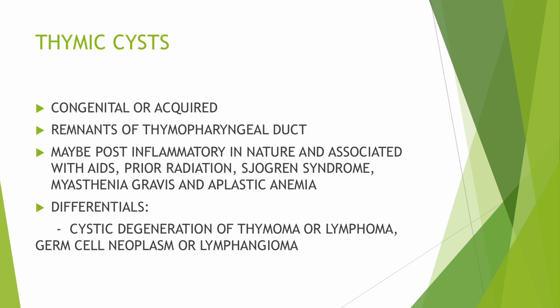Thymic cysts may be congenital or acquired. Your congenital type are remnants of the thymopharyngeal duct, while the acquired type may be post-inflammatory in nature, and it is associated with AIDS, prior radiation, Sjogren's syndrome, myasthenia gravis, and aplastic anemia. For differential diagnosis, you can consider cystic degeneration of thymoma or lymphoma, germ cell neoplasm, or lymphangioma.